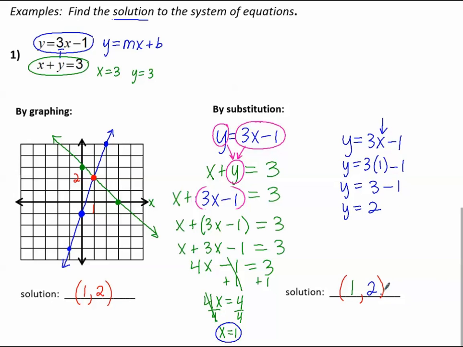Notice we got the same solution that we did by graphing, but we didn't have to graph it. This is called solving algebraically, using the method of substitution. There's another way to check your answer with the calculator.